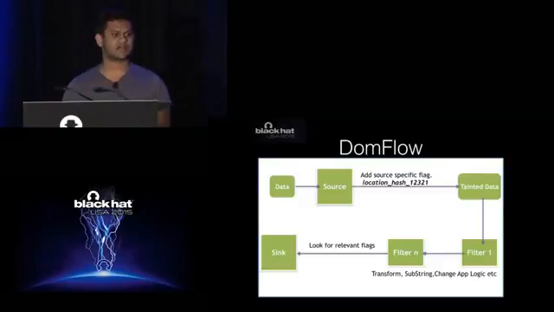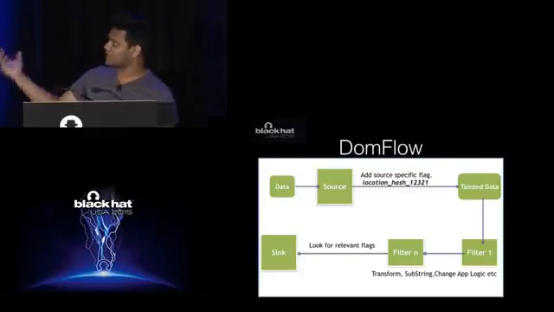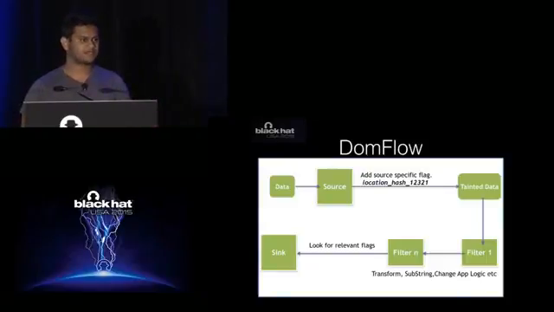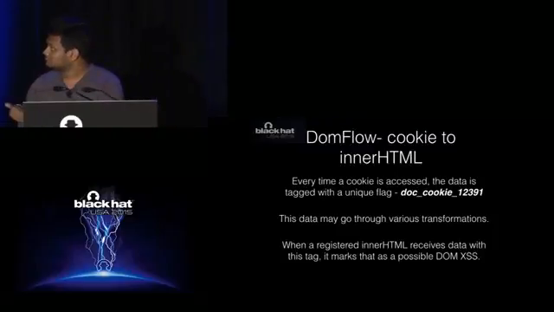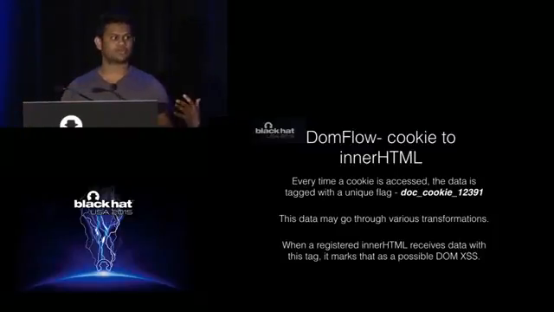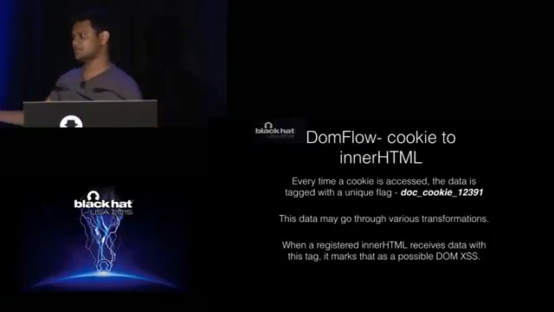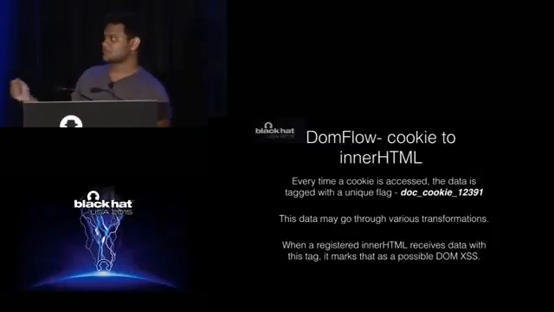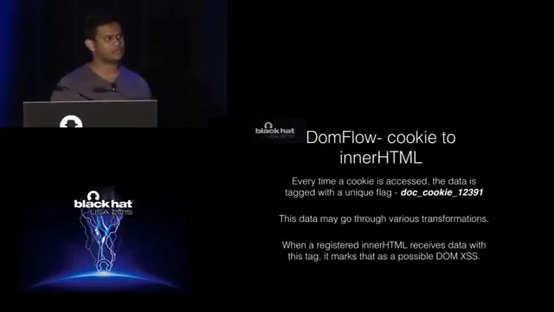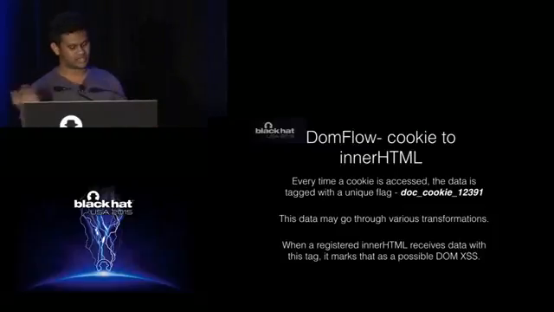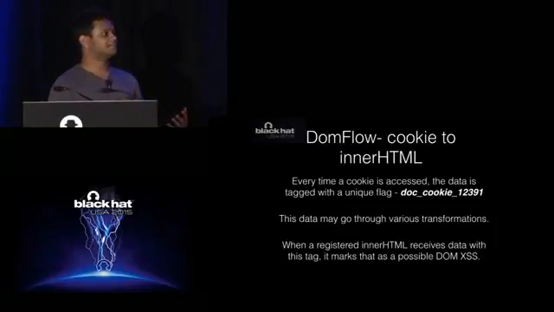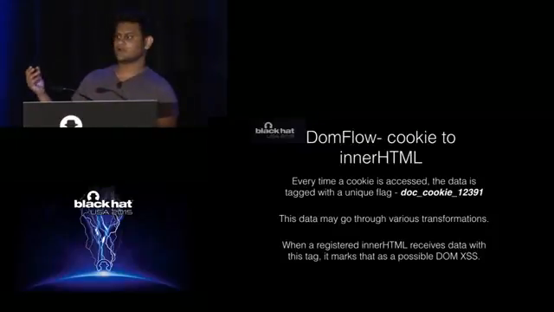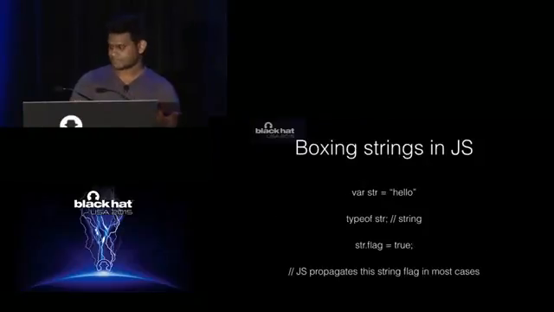Whenever a sink receives data, our sink also knows that if this has gone through a source which has already had a flag attached to it, then you can tell whether this piece of data has taken this path or not. Thinking of a simple example, say you have document.cookie which goes through different methods and ultimately ends up in some div.innerHTML. Every time the cookie is accessed, that specific data is tagged with a flag which says, okay, I am document.cookie with a certain flag, and it goes through transformations, and ultimately when the innerHTML sink registers look at this, they understand what's happening here. So that's one way of doing it.